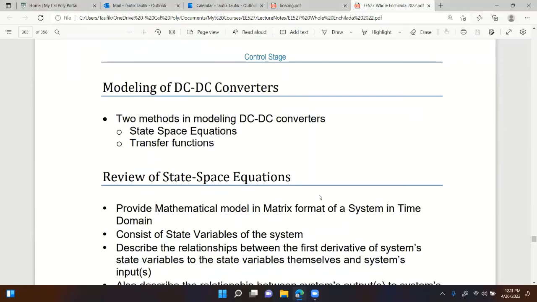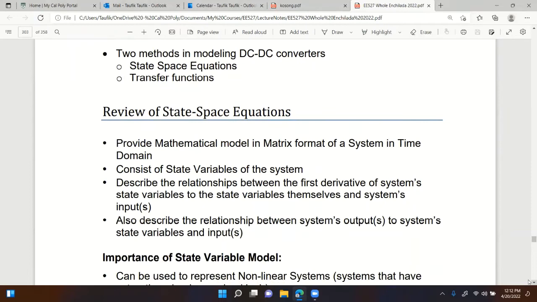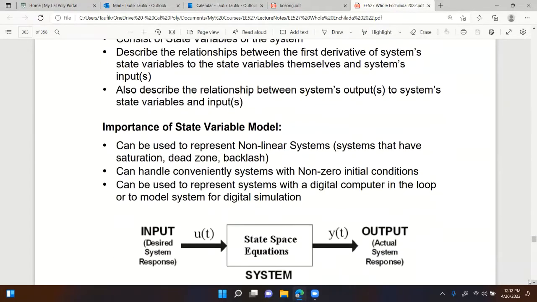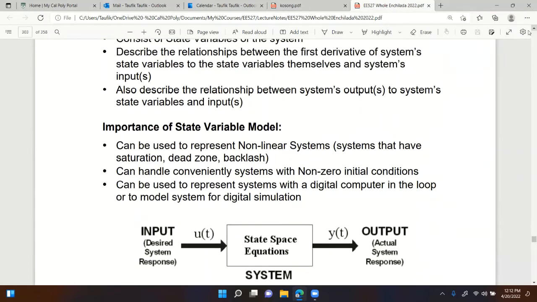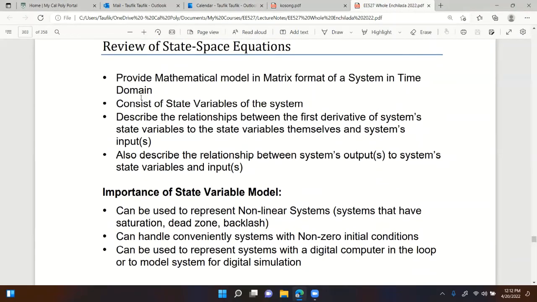Yeah, we started this section on modeling of DC to DC converters, right? As I mentioned last time, there are two ways to do this: state space and transfer functions. And I reviewed the state space. I started by reviewing the state space equations first, and then later we do the transfer function.